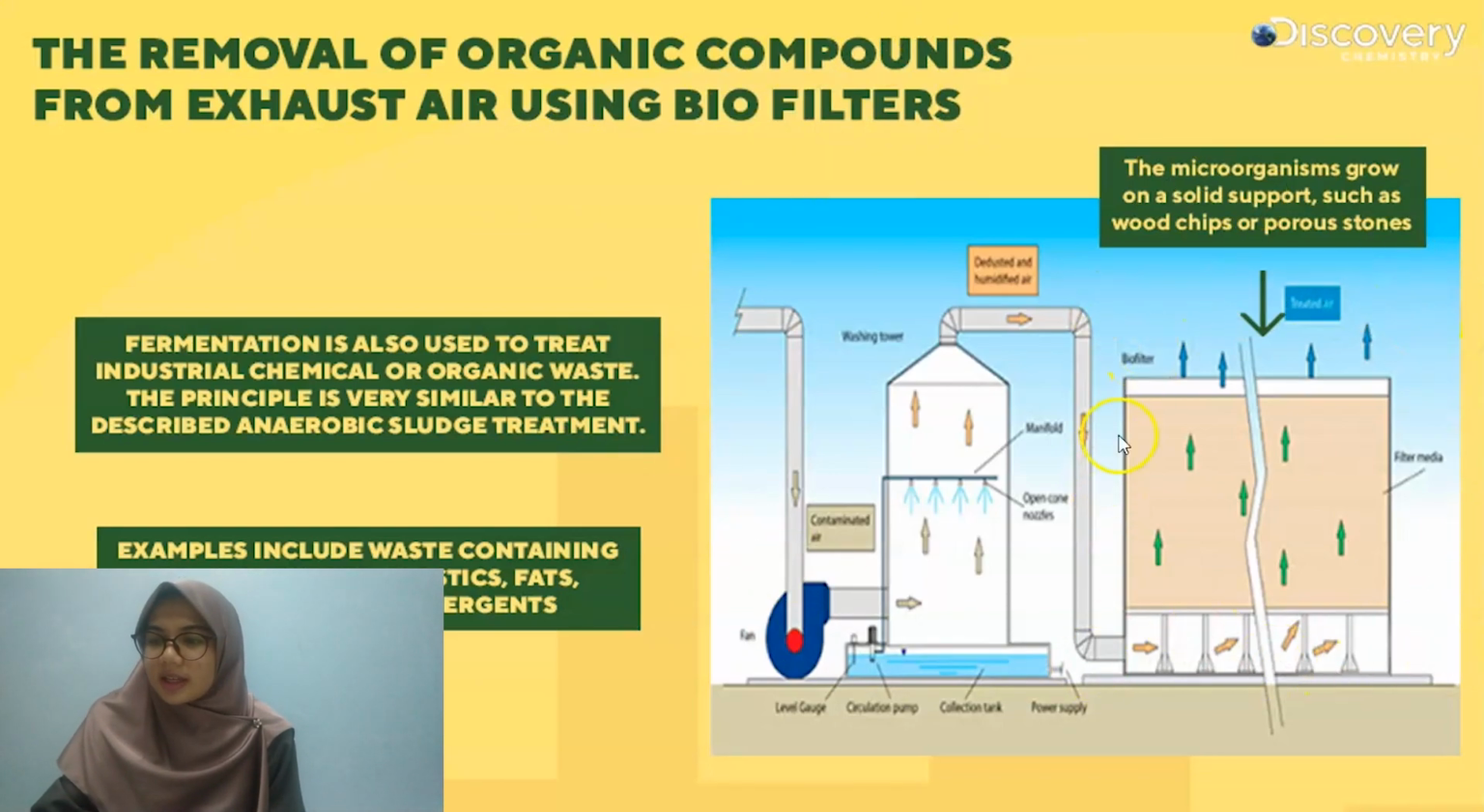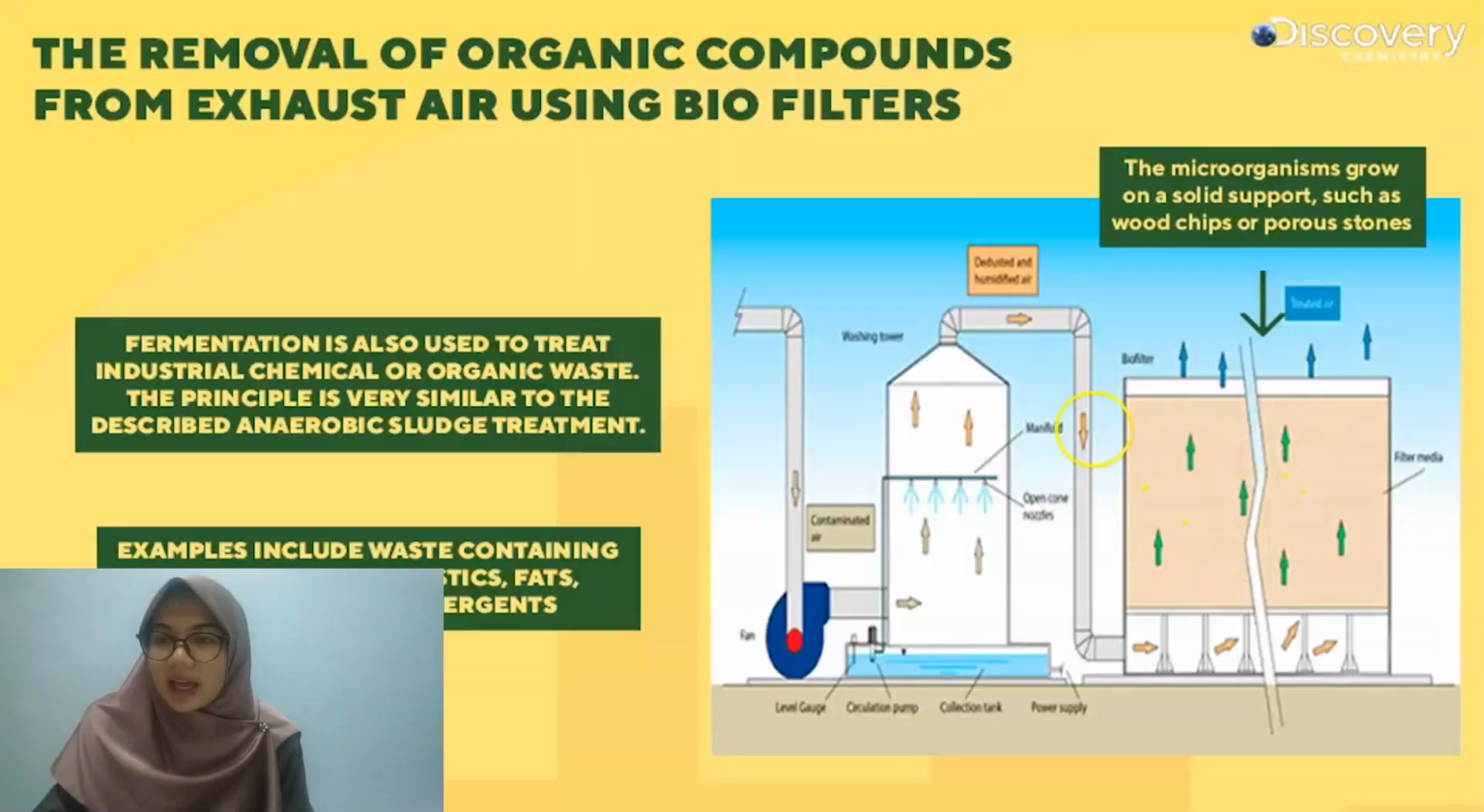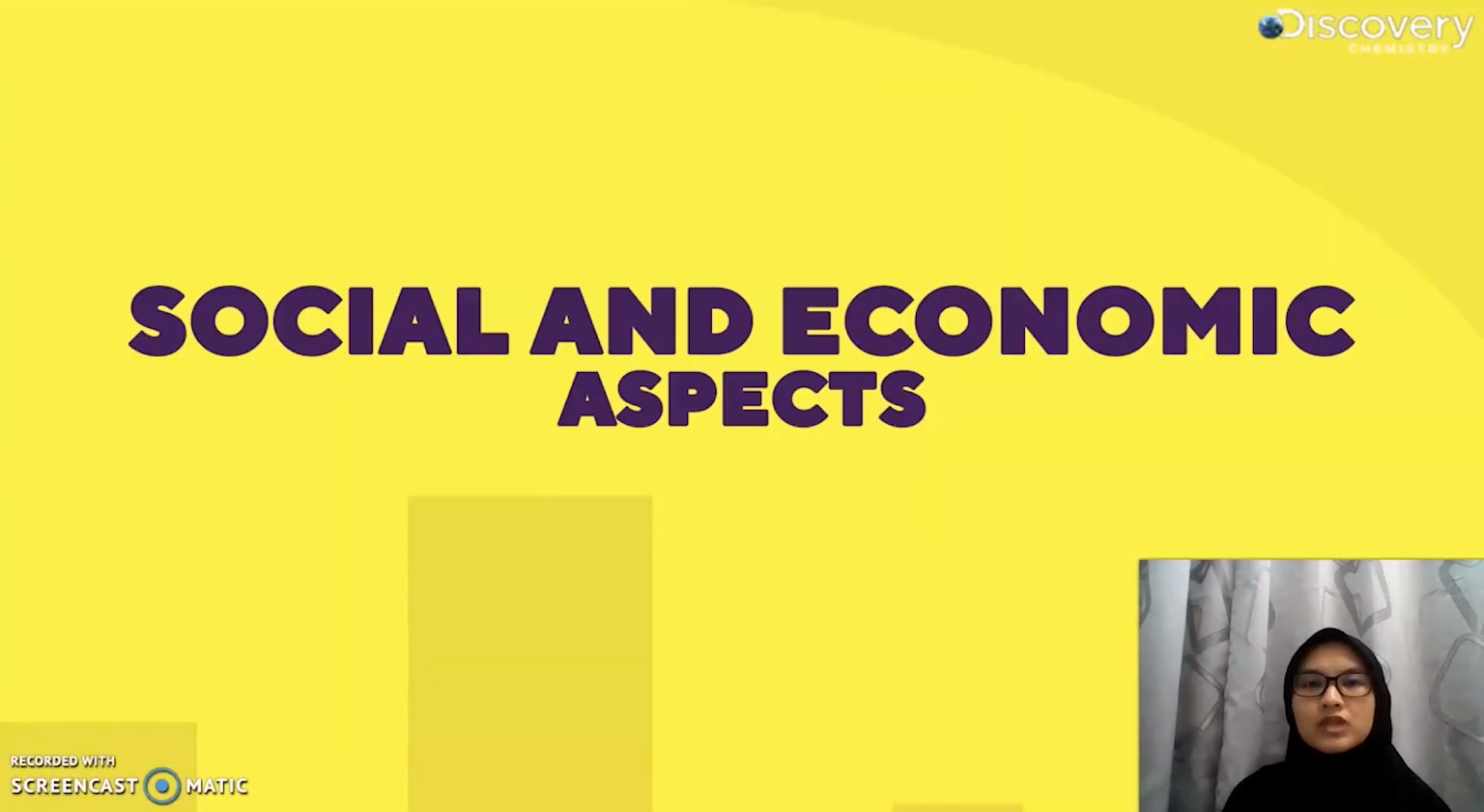As we can see here, the microorganisms grow on a solid support such as wood chips and porous stone. The microorganisms here, for example bacteria, will digest the organic compounds in the air and eliminate the odor-causing chemicals. And that is the end of this subtopic. Next, let's move on to the last subtopic in this chapter, which is social and economic aspects.